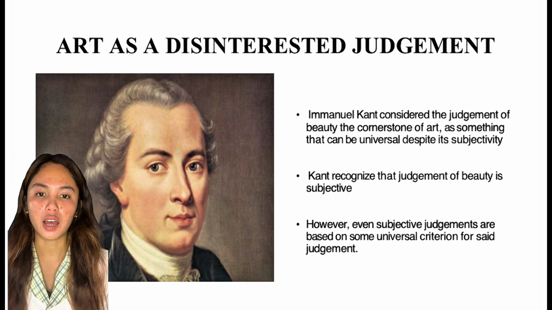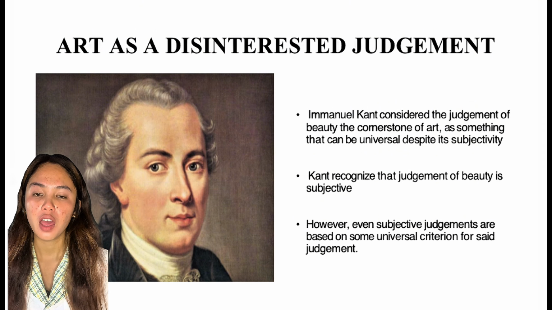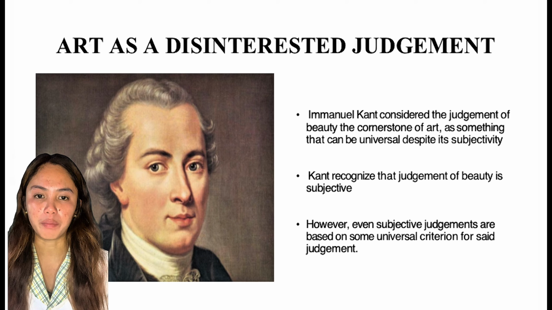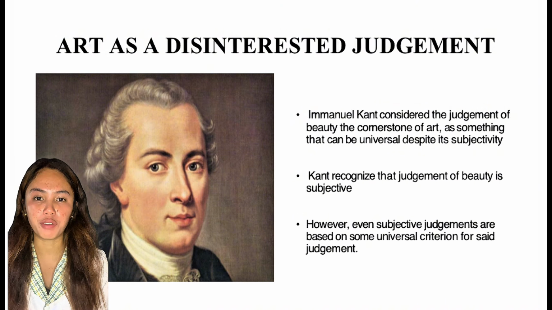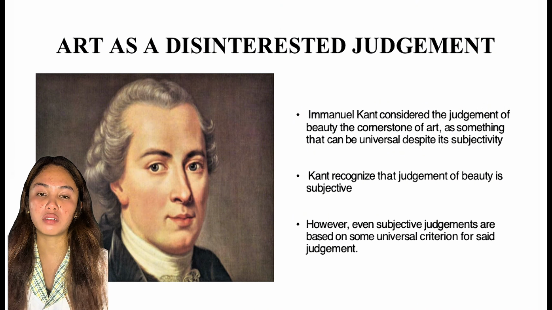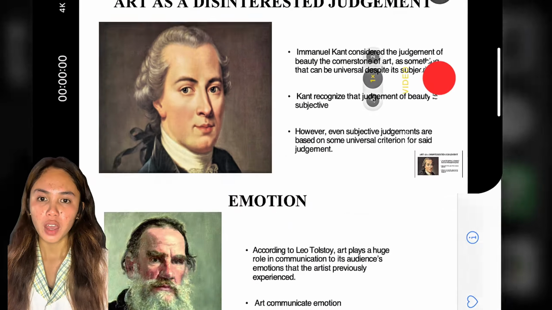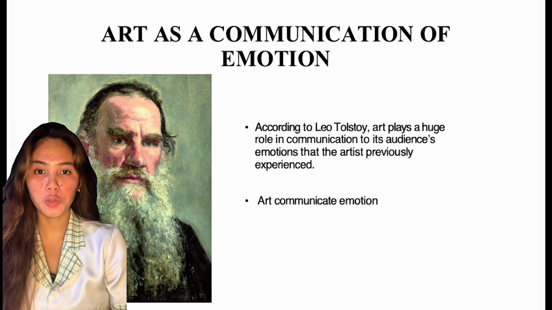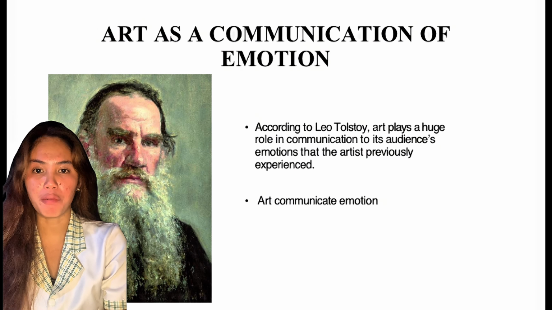Kant recognized that judgment of beauty is subjective. However, even subjective judgments are based on some universal criteria for the said judgment. That's why we have criteria for judging, like in every pageant or every competition, there is what we call criteria for judging.